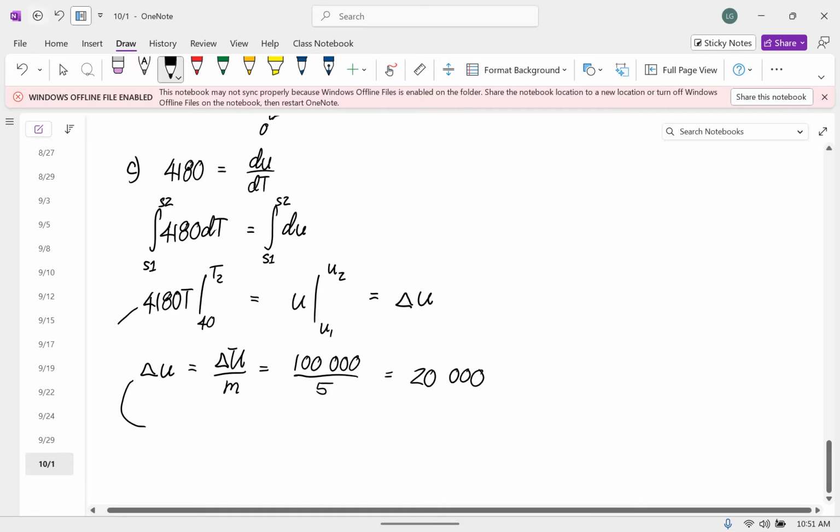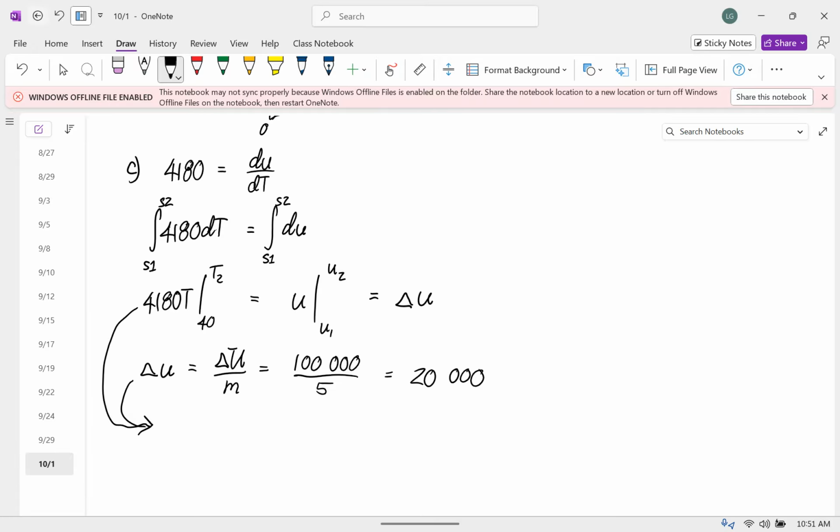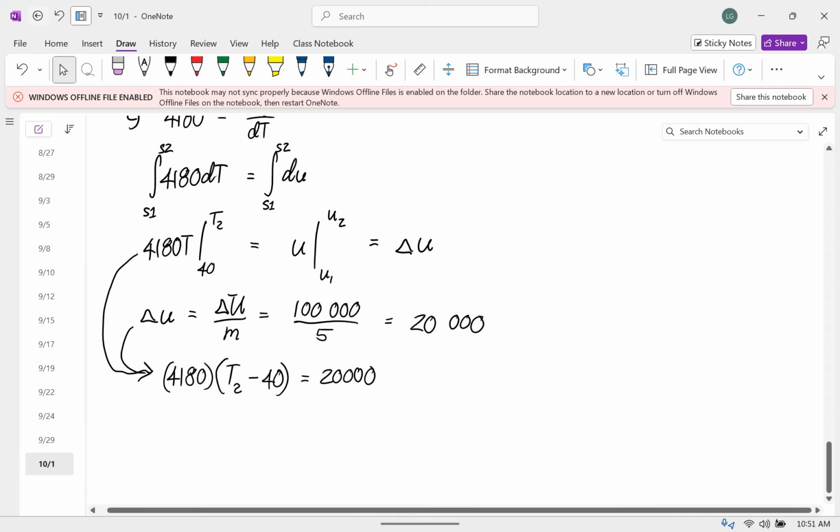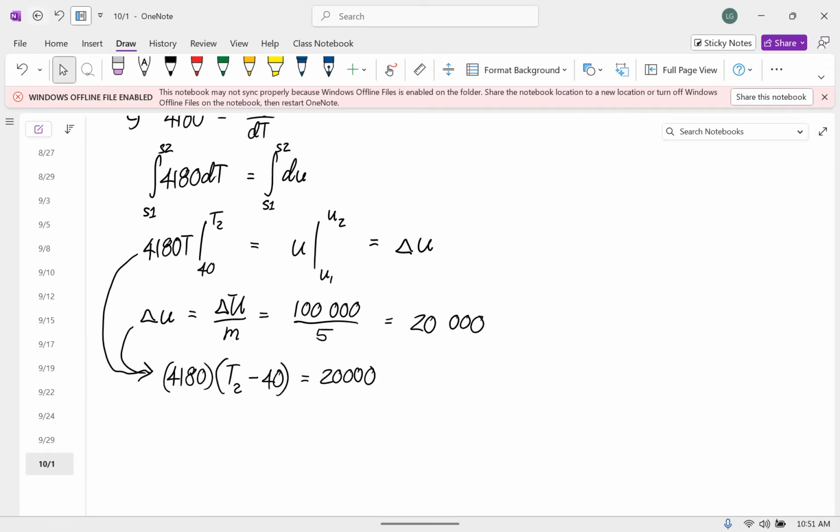And now we can put these into this equation, and we get that 4180 times T2 minus 40 is equal to 20,000. And so T2 is equal to 44.78 degrees Celsius.